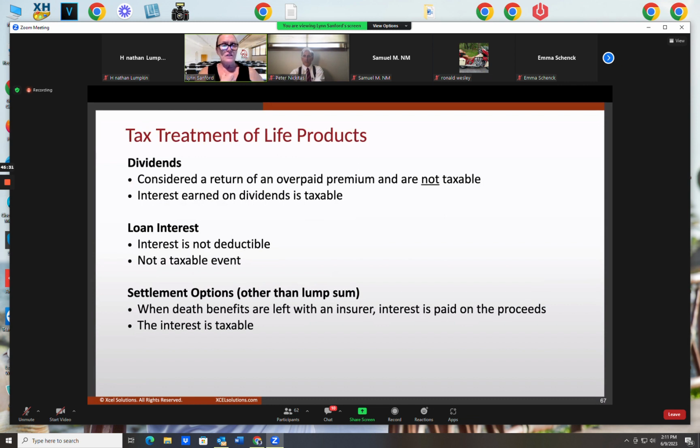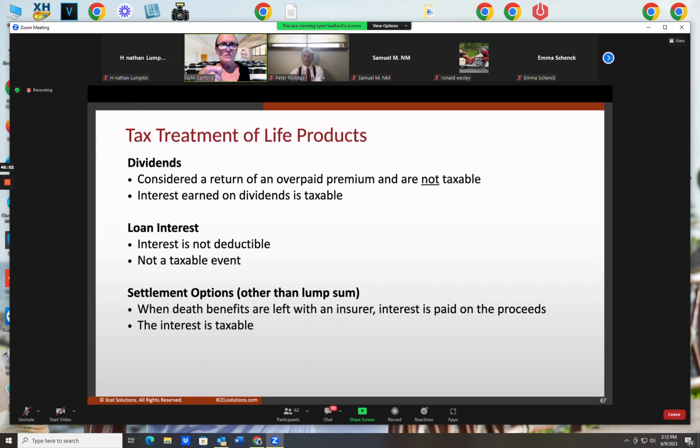Dividend in the insurance world is considered a return of an overpayment of premium and is not considered taxable. But if you allow the insurance company to keep that dividend and let it earn interest for you, and at a point in the future you say to the insurance company, send me the dividend and send me the interest, the dividend is made, it's true I will not have to pay tax on the dividend, but I will have to pay tax on the interest.